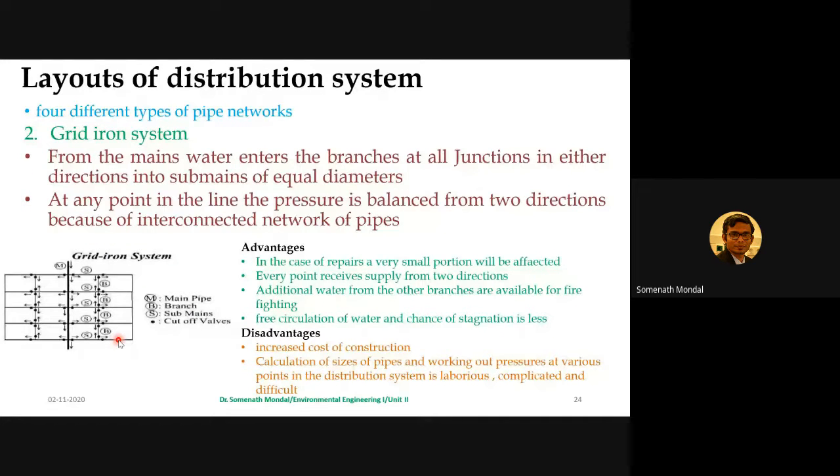Next is the grid iron system. If you see here, things are much more organized and disciplined. From the schematic diagram, we can decipher that. This is also known as the interlaced system or reticulation system. In this case, the mains, submains and the branches are all interconnected with each other.